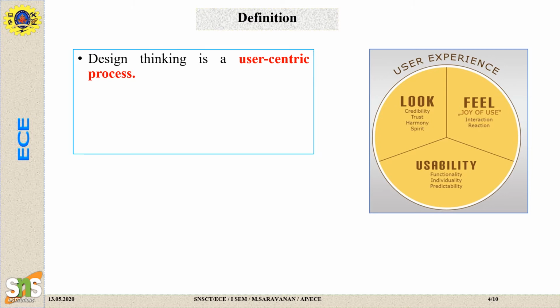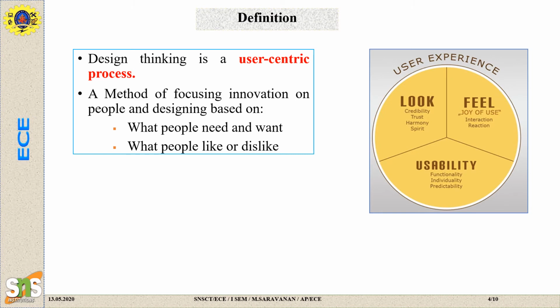So this product goes to whether students or lower end people or higher end designers. Also the same way we have to design. Okay, yes. So what people need and want, the same way what people like or dislike, that is the user centric process. That is the main thing. Okay, so we have to focus innovation on people and design based on what people need and want, the same way what people like or dislike, that is the expectations.